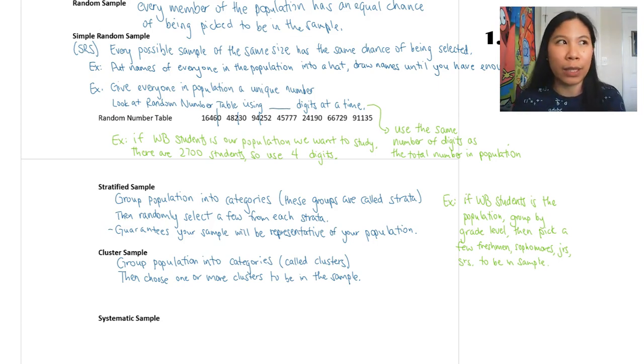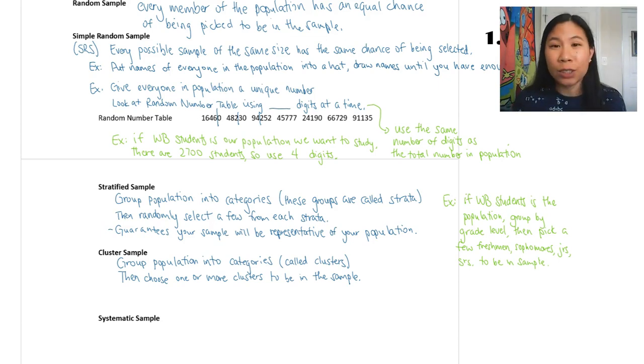Another way we could group would be if we group them by first period classes. So whatever class you had for first period, we would choose a few first period classes. So randomly choose Miss Fernandez's first period class, and then randomly choose somebody else's first period class, and those clusters would be in the sample. So with a cluster, everybody in that cluster gets to be in the sample, versus stratified, only a few from each strata, a few from each group get to be in the sample.